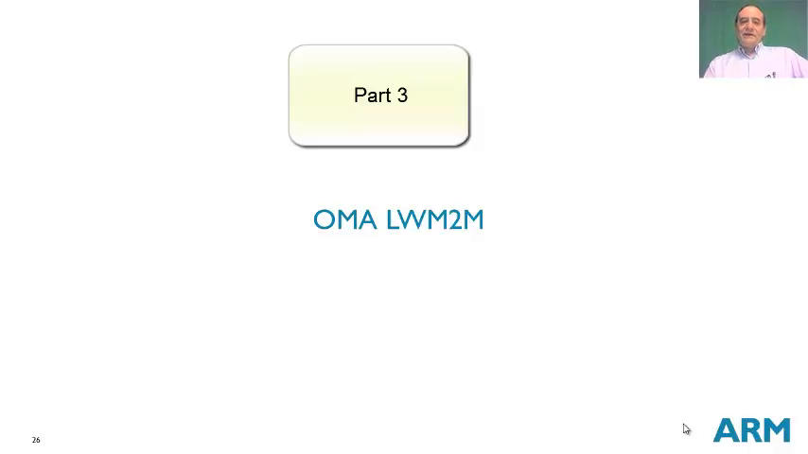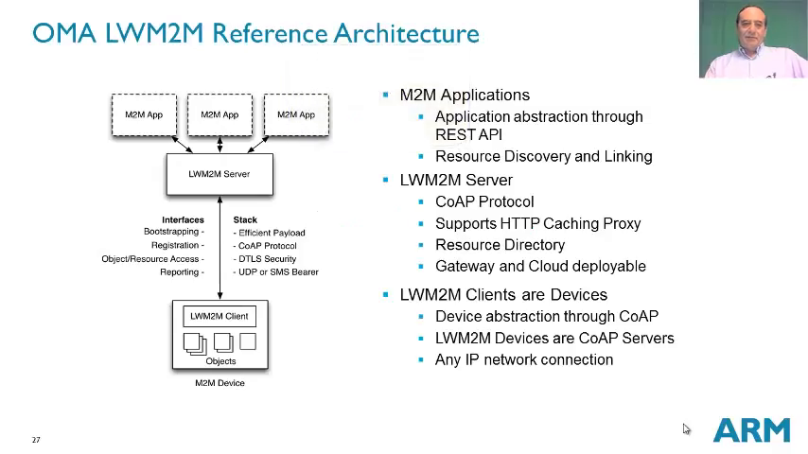Next is OMA Lightweight M2M. And OMA Lightweight M2M, as we mentioned earlier, provides a middleware architecture for connecting M2M applications to M2M devices. So in Lightweight M2M, they call the middleware a server, but it functions as both a CoAP client and a server, as do most CoAP devices. And they call the sensor device a client, even though it functions as both CoAP client and server in some cases.